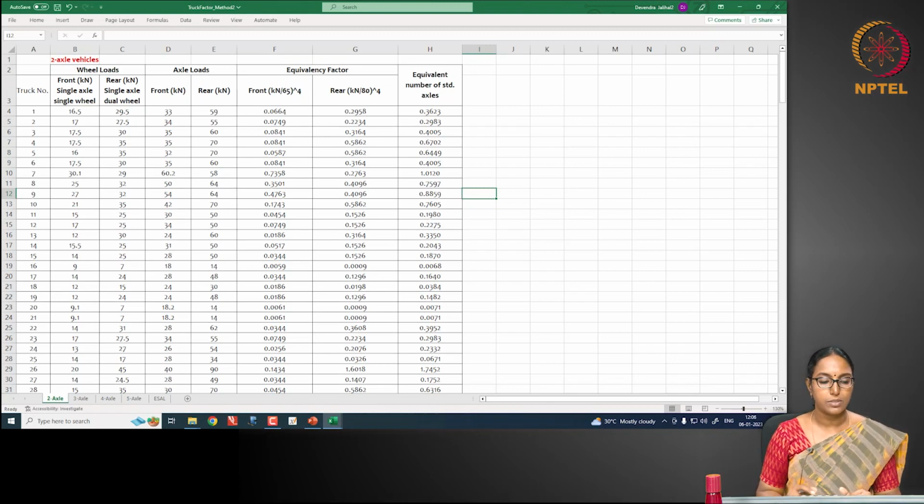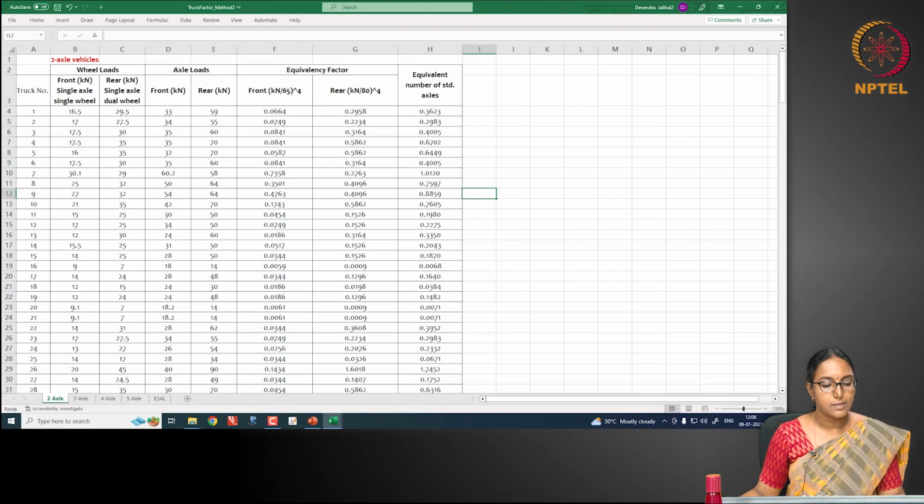So what you can do is that rather than putting the axles into different bins, you can just compute the equivalent standard axles for all the axles directly by taking the equivalency factor for each one of them. So let's see how that is computed. This is a different approach in which you can still estimate the truck factor.